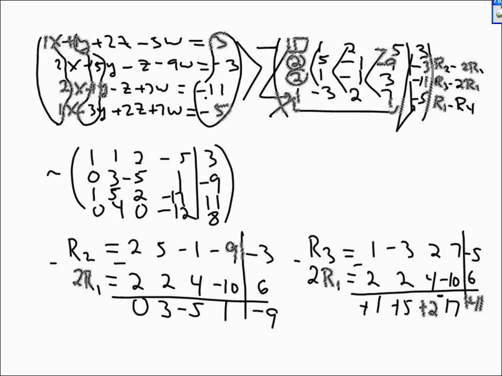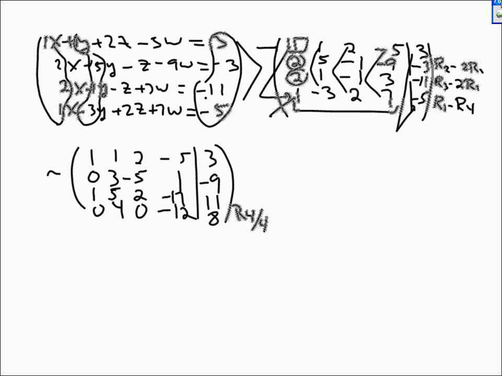Okay. I notice row 4, all the entries are multiples of 4. So I'll divide by 4. Now, you should definitely make another matrix, and the first three rows will be the same, and the fourth row you will divide by 4. Me, to save a little space, I'm going to divide by 4 right on the spot.